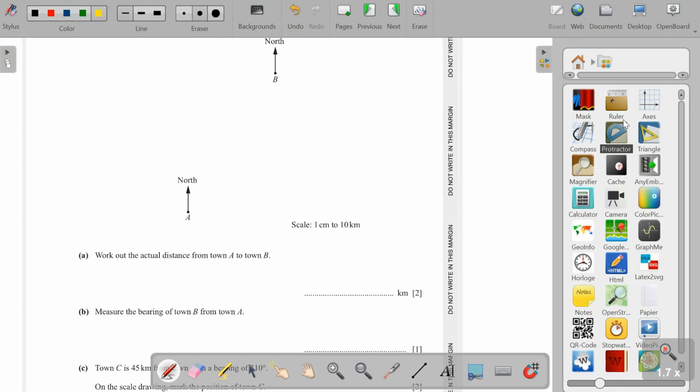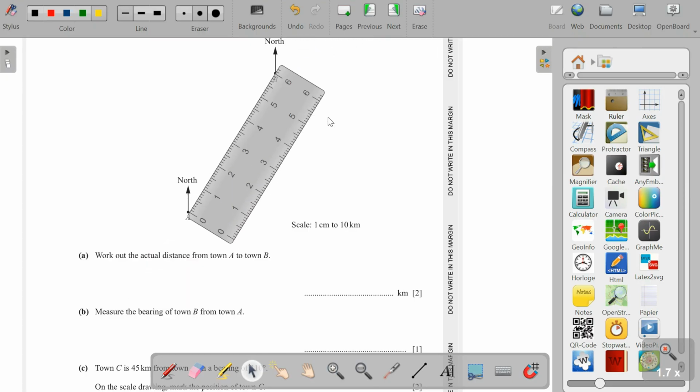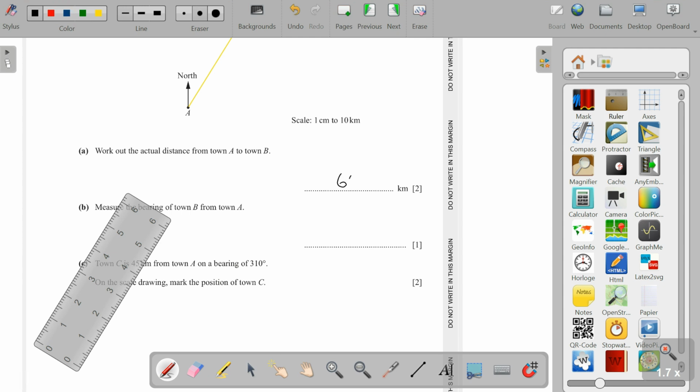So we have the ruler. From town A to town B, there is 6 centimeters. According to this scale, you will calculate the actual length by using the ruler. So this is the length of 6 centimeters. And we know that 1 centimeter is equal to 10 kilometers. So 6 centimeters is equal to 6 times 10 kilometers. So this one is equal to 60 kilometers.